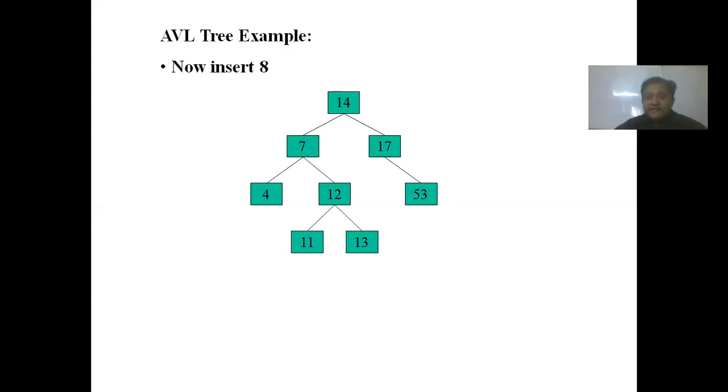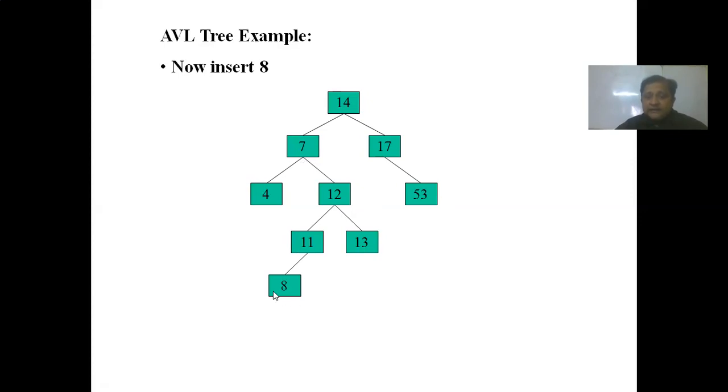Where to insert 8? We can insert 8 as the right child of 7, because 8 is greater than 7. But 12 is already occupying that. So 8 should be anywhere in the right subtree of 7. Where should it be? It should be inserted as the left child of 11.